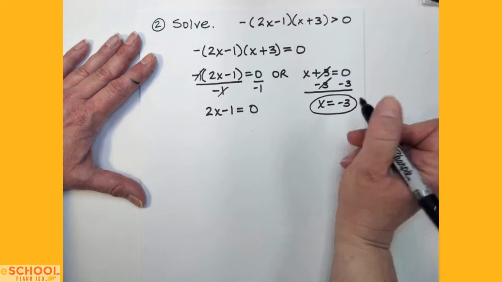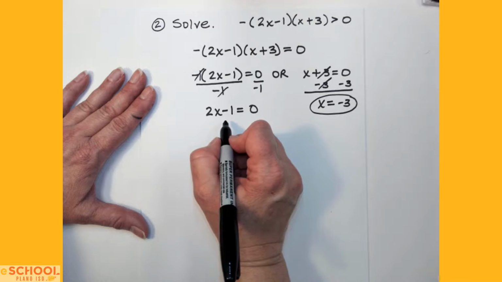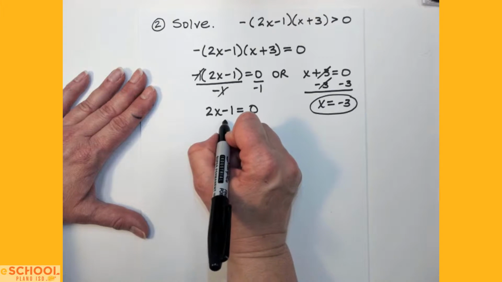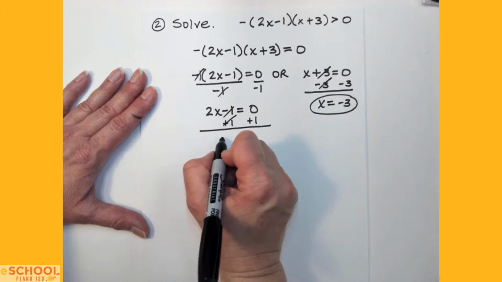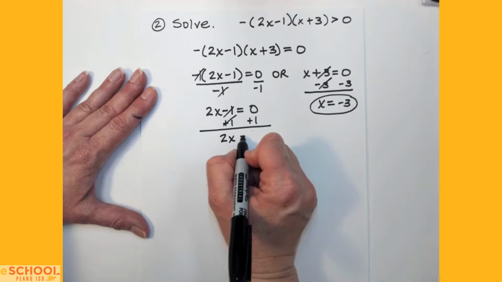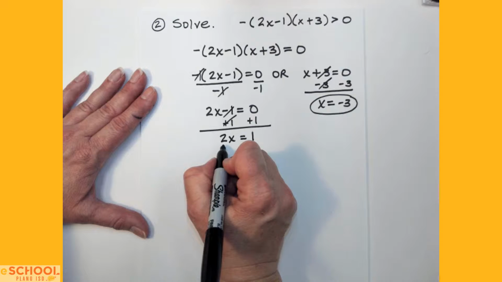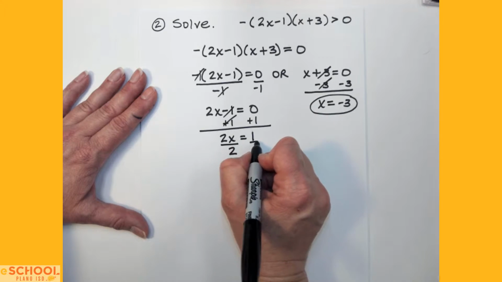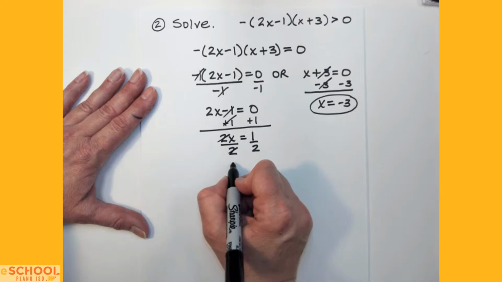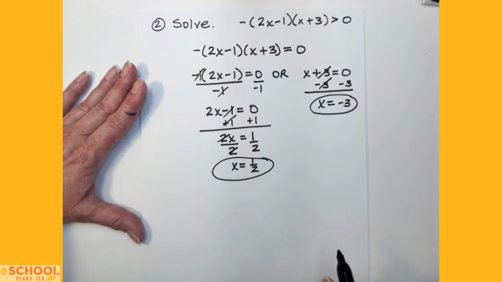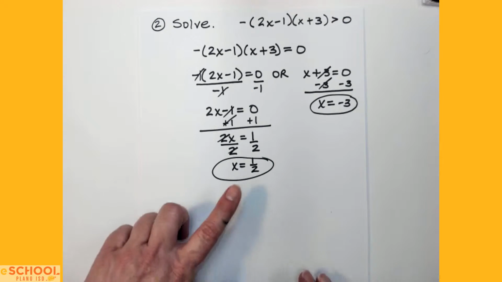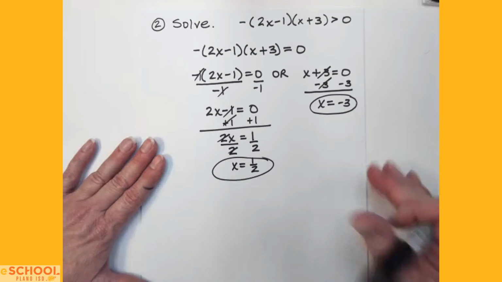That's one of my endpoints. I need to finish solving 2x minus 1 equals 0. I'm going to add 1 to both sides. And that leaves me with 2x equals 1. And then the last step, dividing both sides by 2. That gives me x equals 1/2. So my 2 points that I'm going to place on the number line are 1/2 and negative 3.